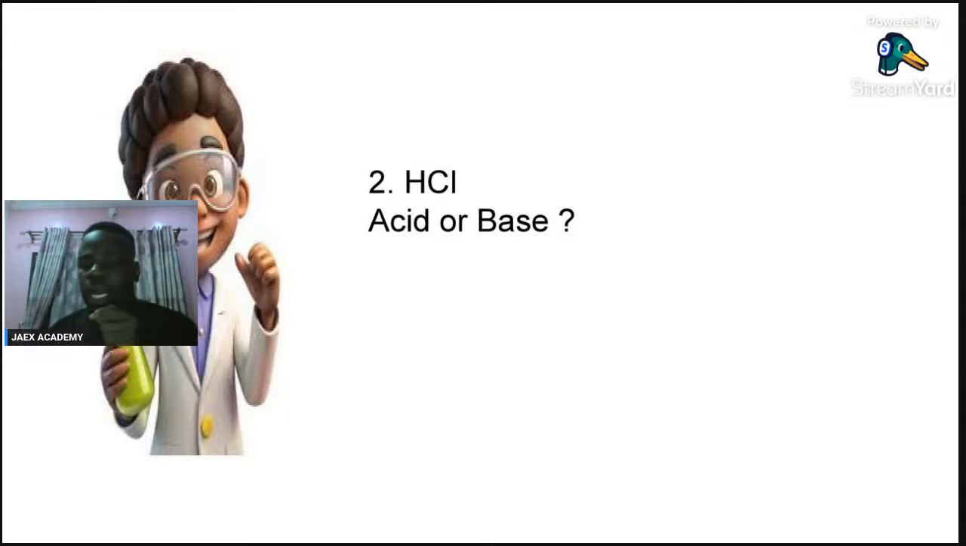Hydrochloric acid, HCl: is it an acid or a base? What is our definition of an acid? An acid is an ion donor, which means it donates ions, and it carries H plus, which is the hydrogen ion. What is our definition of a base? It carries OH and is an ion acceptor.